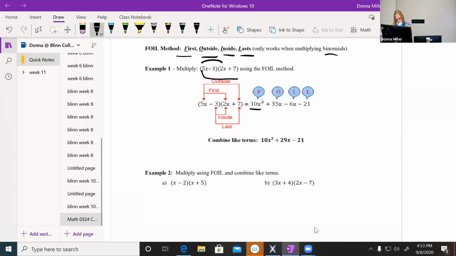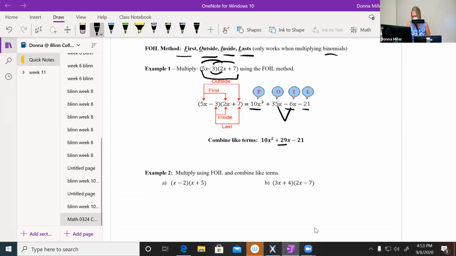The outsides would be the terms on the far outside, so 5x times 7 would be 35x. The insides would be the two on the inside, so that would be negative 6x. And the last would be the two at the end, negative 21. So feel free to use FOIL, binomial times binomial: first, outside, inside, last. Once you multiply, the two terms in the middle are like terms, so you combine them, 35 minus 6 would be 29x. Y'all remember FOIL? Okay.